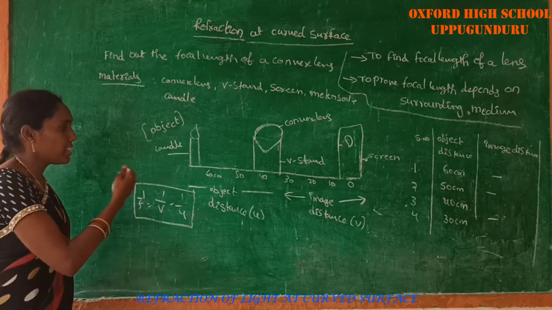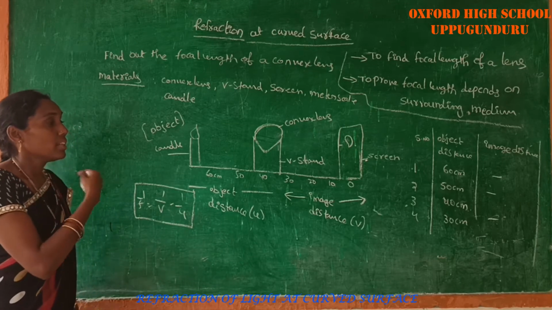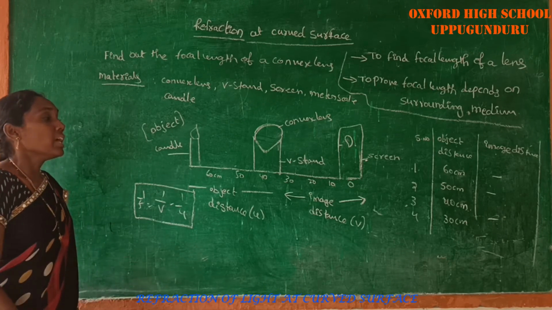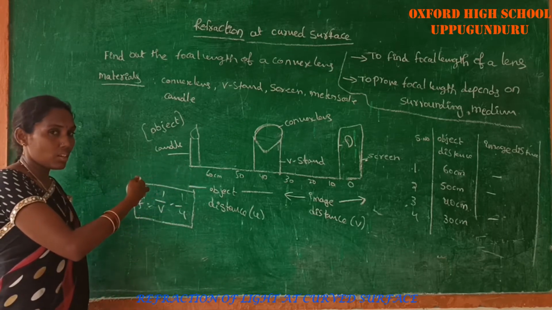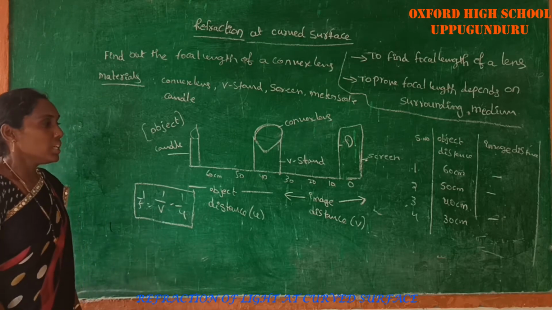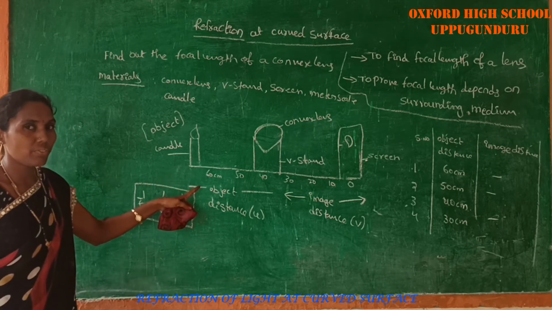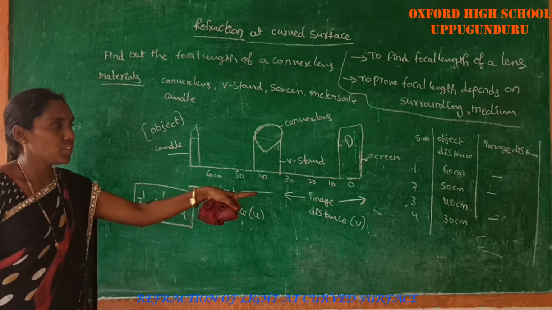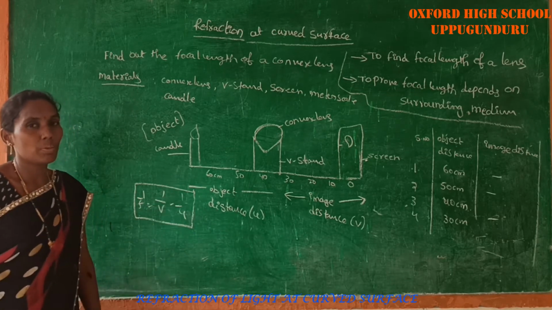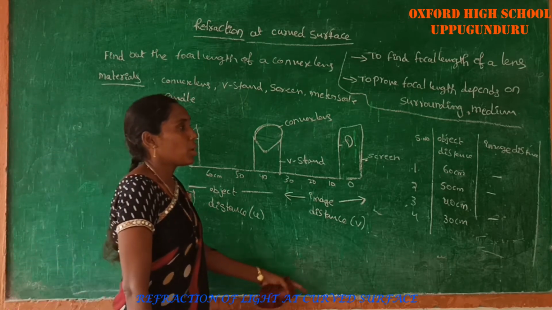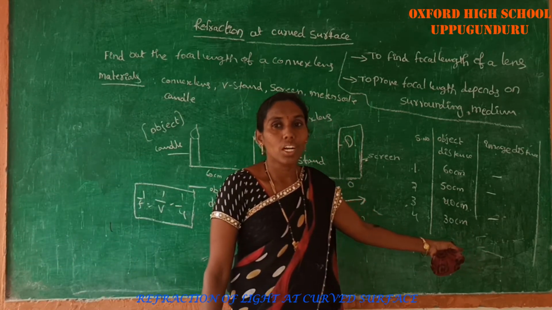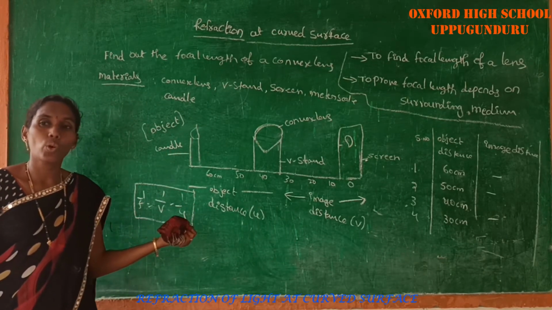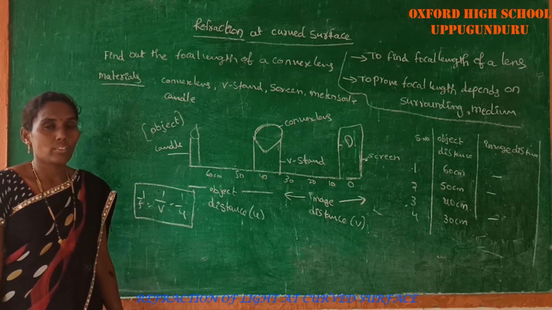If the candle is placed at a distance of 60 centimeters, then find out where the image is formed. That gives the image distance. The same procedure is repeated for the remaining values. If the candle is placed at a distance of 50 centimeters, find out the image distance. Candle at 40 centimeters, find out the image distance. These object distances and image distances are substituted in this formula. We can easily find out the focal length of a given convex lens.